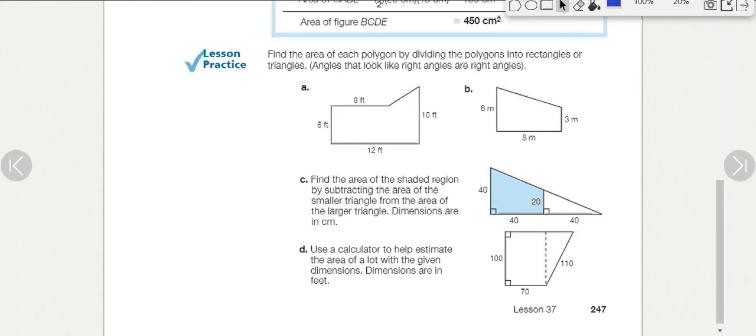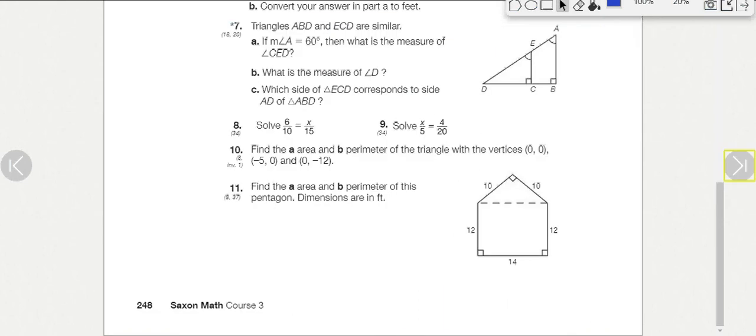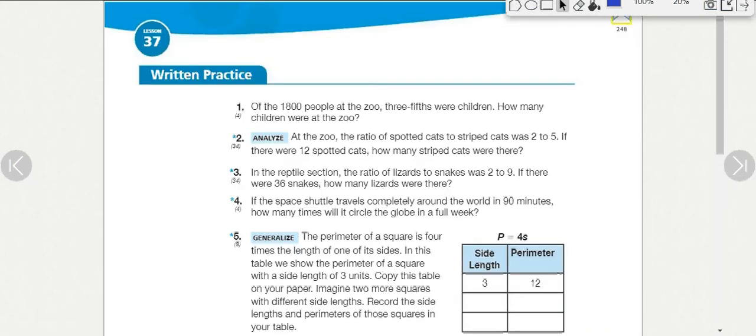Why don't you try A and C? Take some time to get those right, and we'll talk about those in class as well.